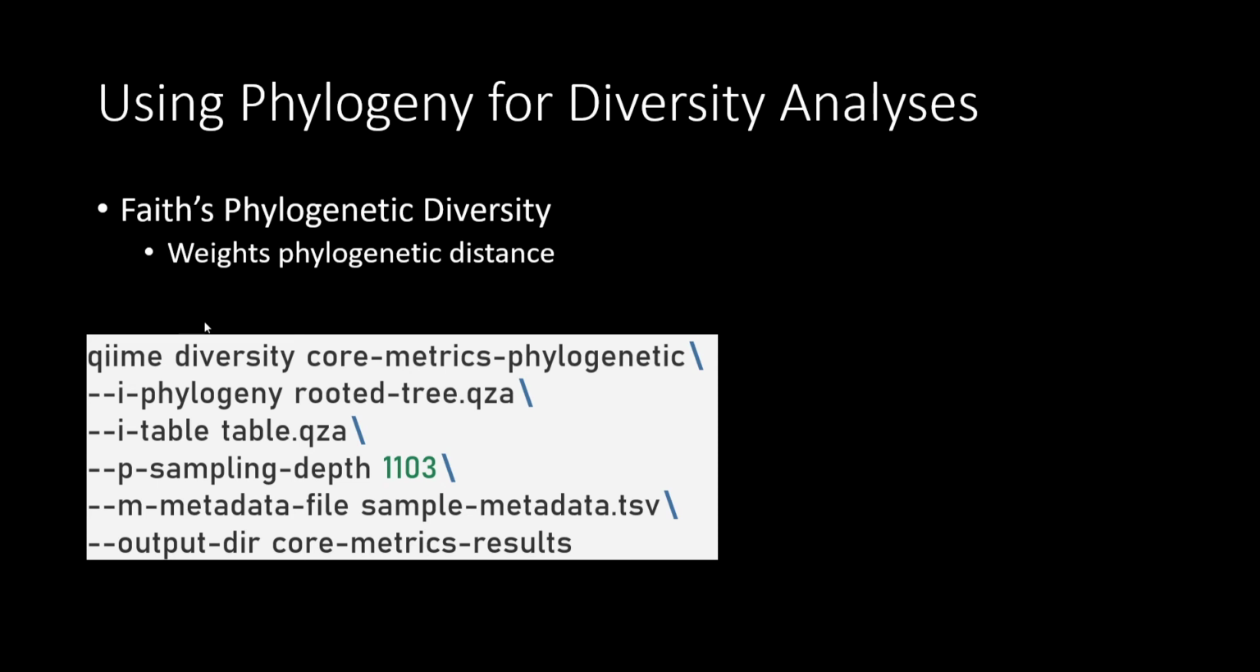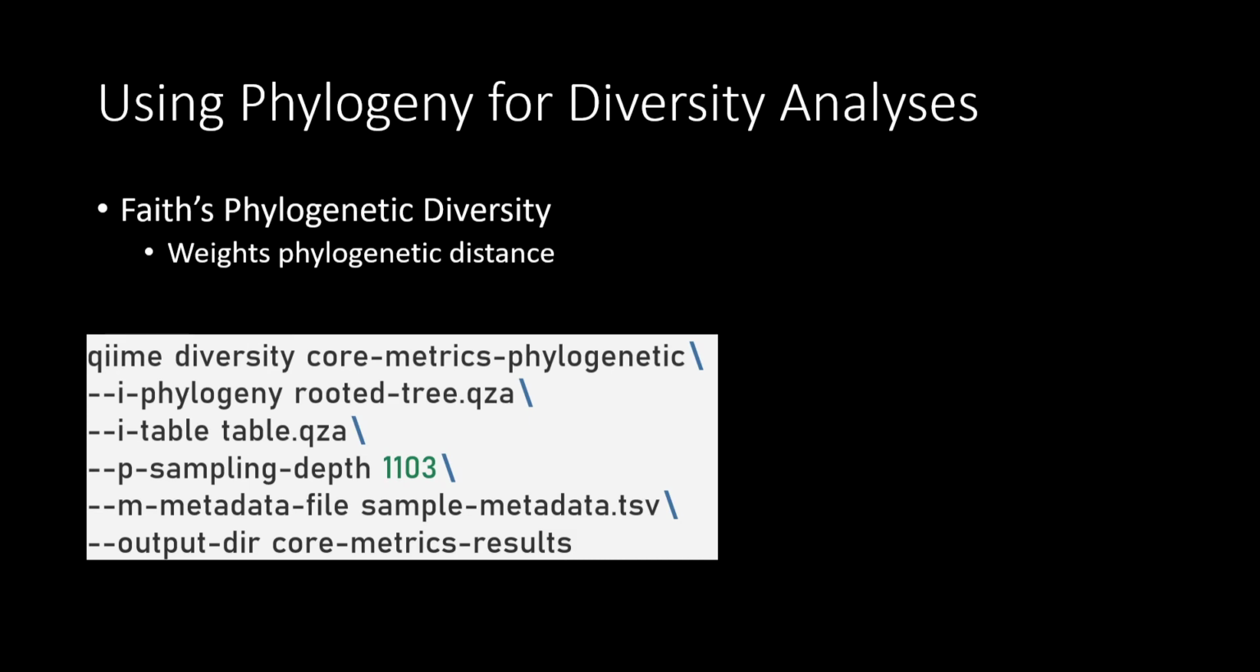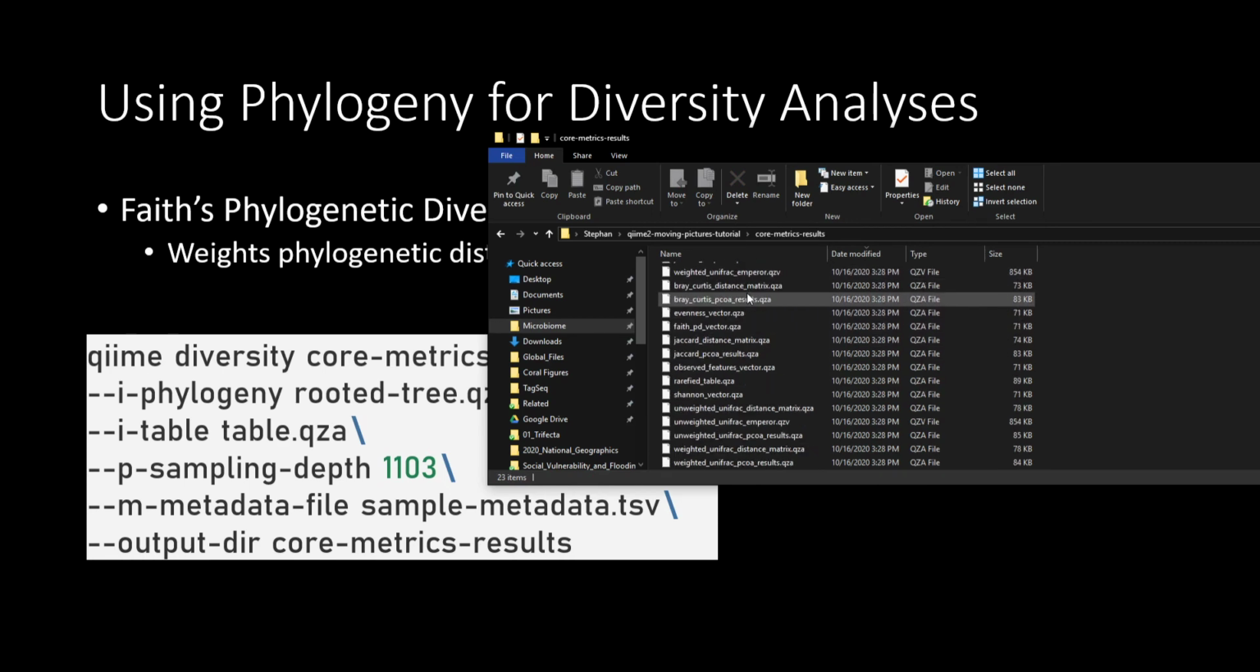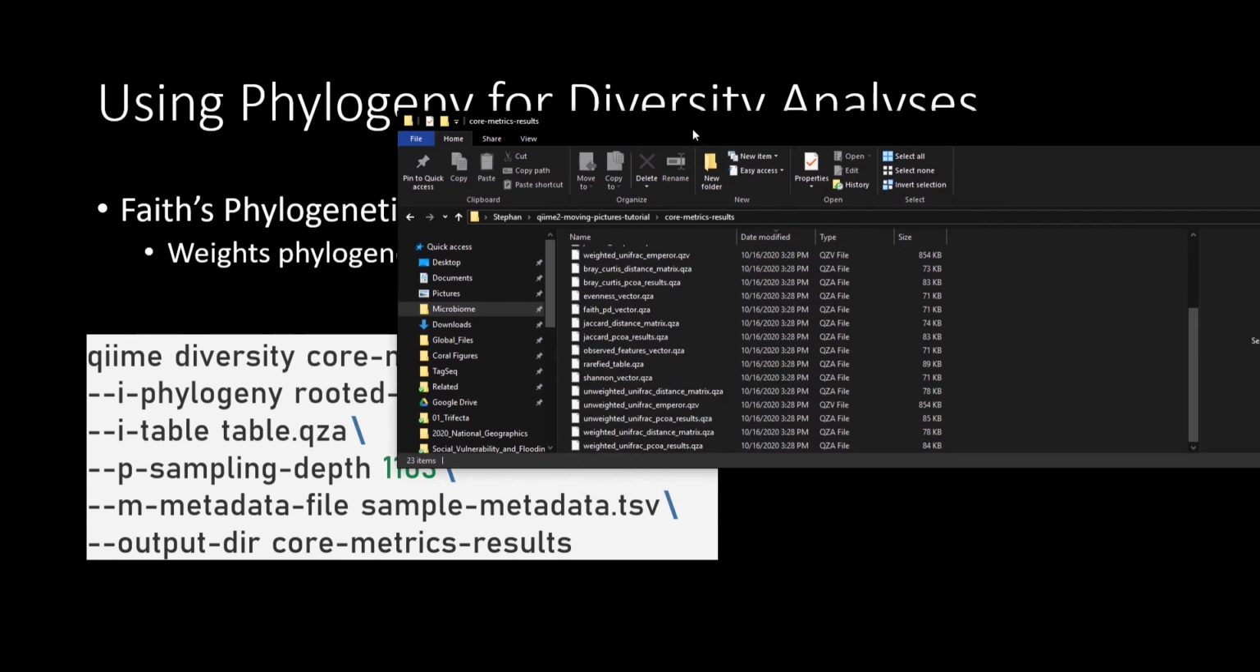So you can see that we're using that rooted tree from the previous step. So let's look at the output from that. We're going to go ahead and look at the core metrics results folder. Here it is on my computer, and you can see it is just full of different files.